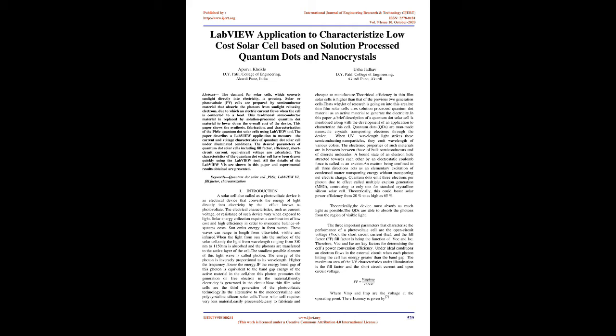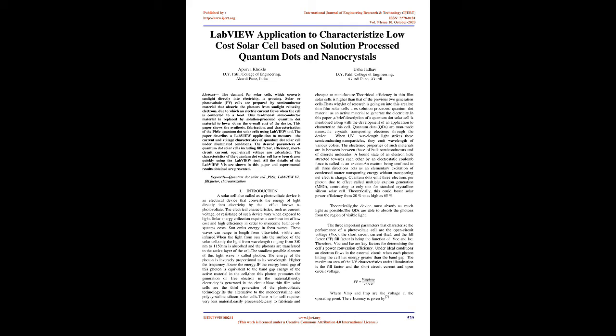Now thin film solar cells are the third generation of the photovoltaic technology. It's the alternative to the monocrystalline and polycrystalline silicon solar cells. These solar cells require very little material, are easily processable, easy to fabricate, and cheaper to manufacture. Theoretical efficiency in thin film solar cells is higher than that of the previous two generation cells. That's why a lot of research is going on in this area. These thin film solar cells use solution processed quantum dot material as an active material to generate the electricity. In this paper a brief description of a quantum dot solar cell is given along with the development of an application to characterize this cell.